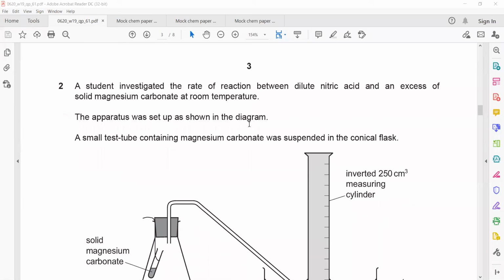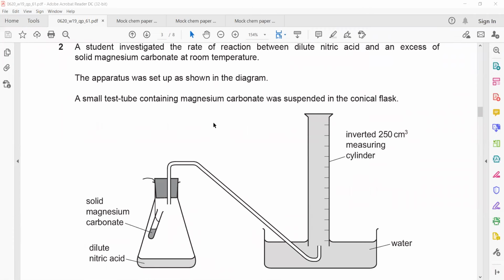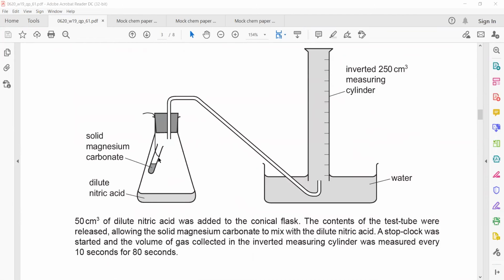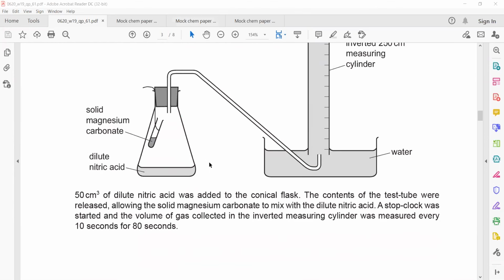Next part: a student investigated the rate of reaction between dilute nitric acid and an excess of solid magnesium carbonate at room temperature. The apparatus was set up as shown in the diagram. A small test tube containing magnesium carbonate was suspended in a conical flask. When we want to start the reaction, we remove the thread, so the magnesium carbonate reacts with acid, gives carbon dioxide, and that gas will be collected in an inverted measuring cylinder of maximum volume 250 cm cube. 50 cm cube of nitric acid.